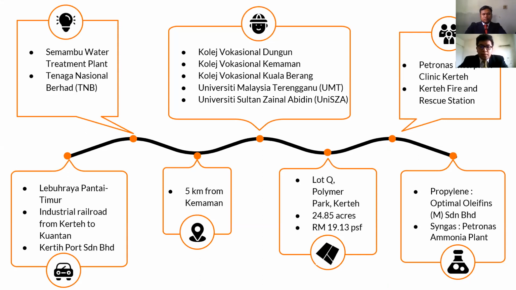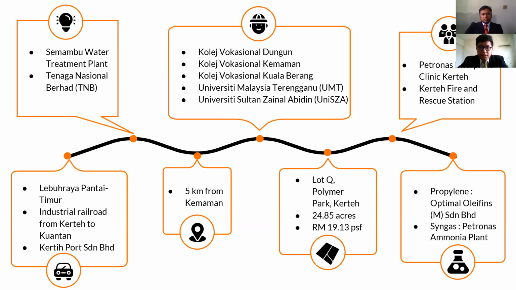So why do we choose our plant at Kerteh, Terengganu? First, we will choose our land at Lot Q, Polymer Park Kerteh. The available area on this lot is 24.85 acres, and the land price of this area is around 19.13 ringgit Malaysia per square feet. The other reason we choose this location is that our water supplier, Semambu Water Treatment Plant, is cheaper compared to other locations.